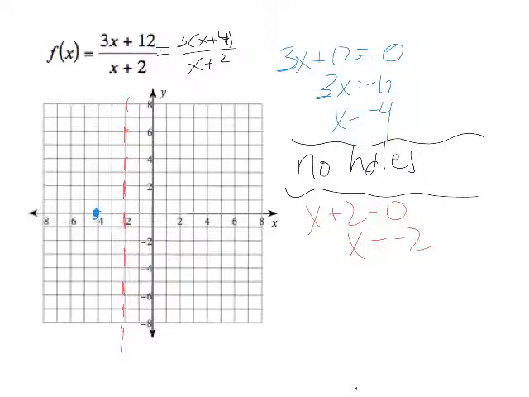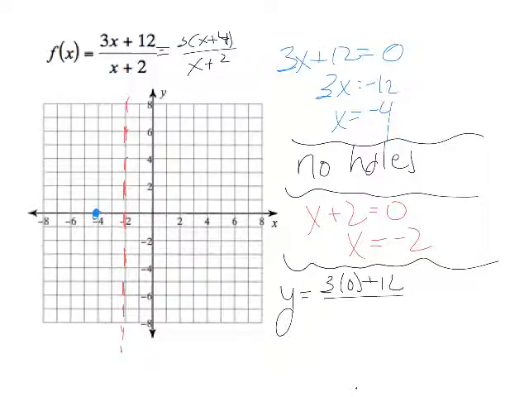Okay, and then what else do we have? Oh, I remember what I forgot. Our y-intercepts. You got to do zeros, and you got to do y-intercepts. And remember, to get your y-intercept, all you're going to do is plug a 0 in for x. So it's 3 times 0 plus 12 over 0 plus 2. So it's really 12 over 2, which is 6. So we are crossing our y-axis at 6.